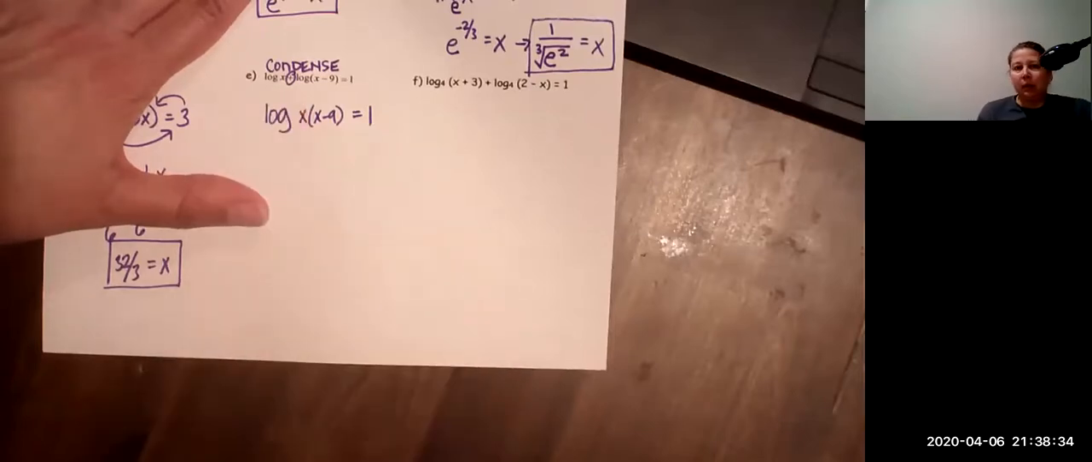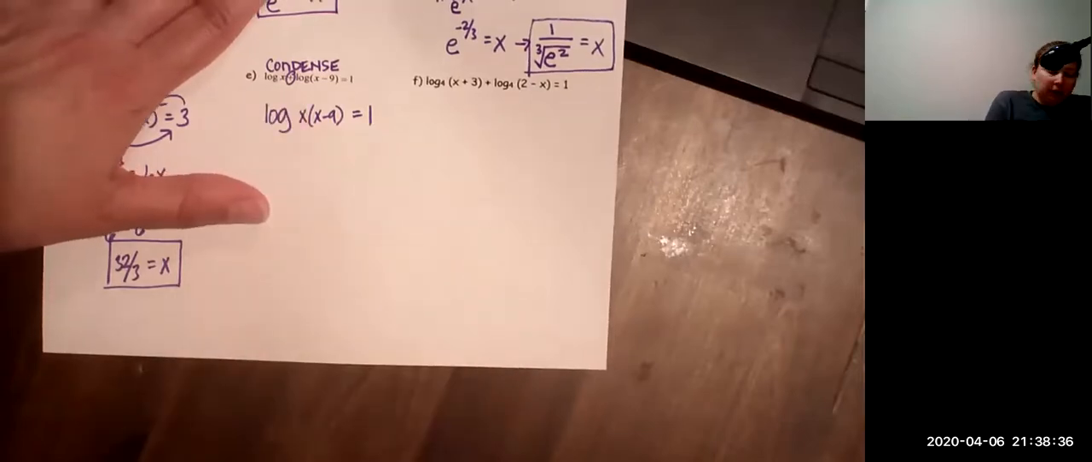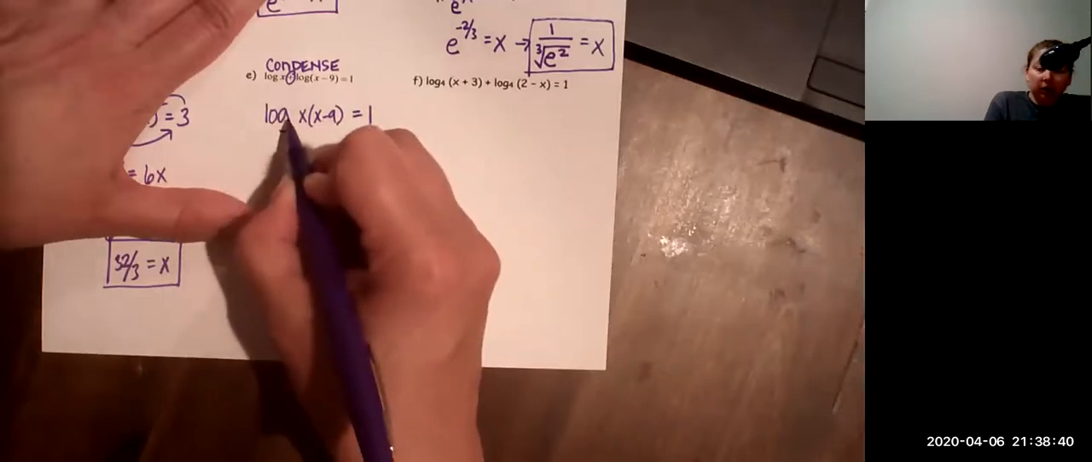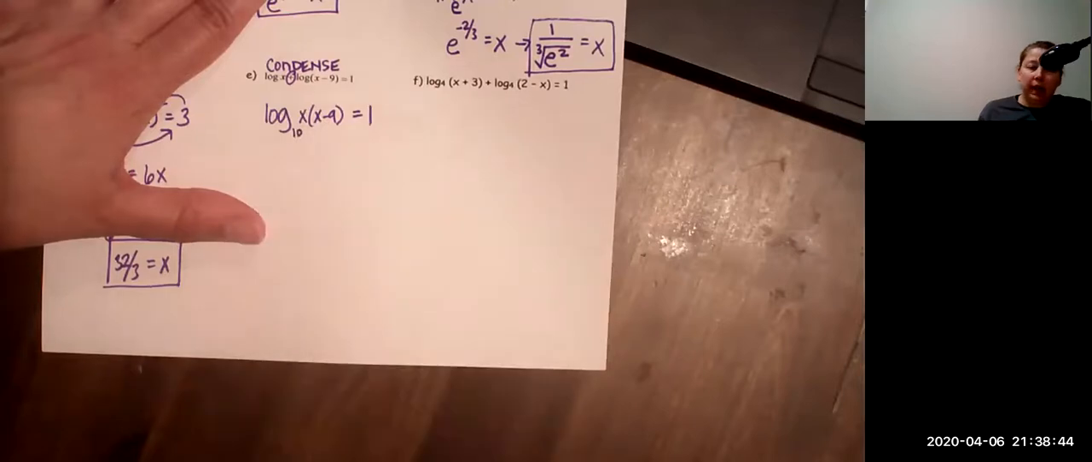Okay. There's a couple things that we need to fix on this. Whenever I don't have a little number down here, and it's a log, remember log has a base of 10 if no base is given. ln has a base of e, log has a base of 10. Okay. So now I can swoop.